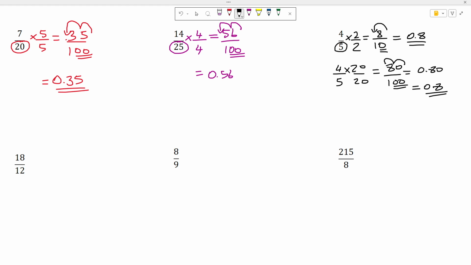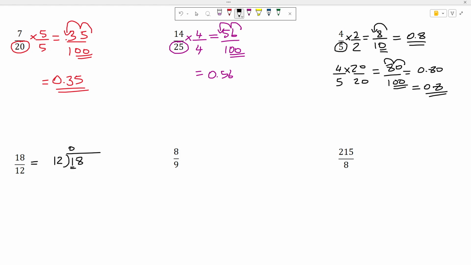Now for questions 4, 5, and 6, we're going to solve them by actual division. So we're going to actually divide. We have 18 divided by 12. Let's write it down: 18 divided by 12. Now the first digit cannot go into 12, so you can just leave it as a blank or you can put 0 if you want.